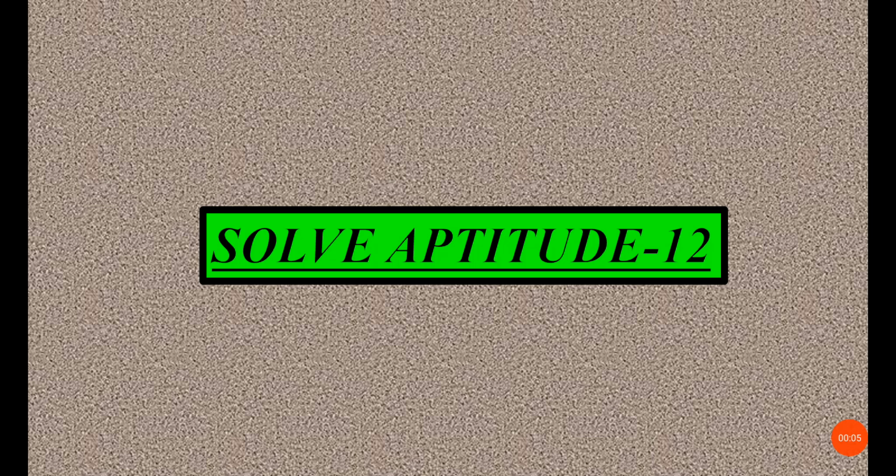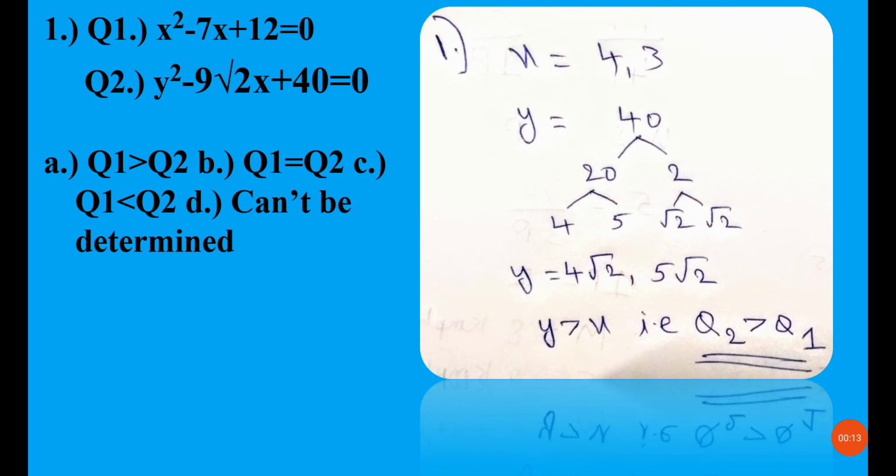In this video, we are going to discuss some important problems and solutions regarding the banking examinations. So let's get started. The first question is related to Q1 and Q2, quantity 1 and quantity 2 comparison. Let's go through it. The first quantity, Q1, is x square minus 7x plus 12 equal to 0.